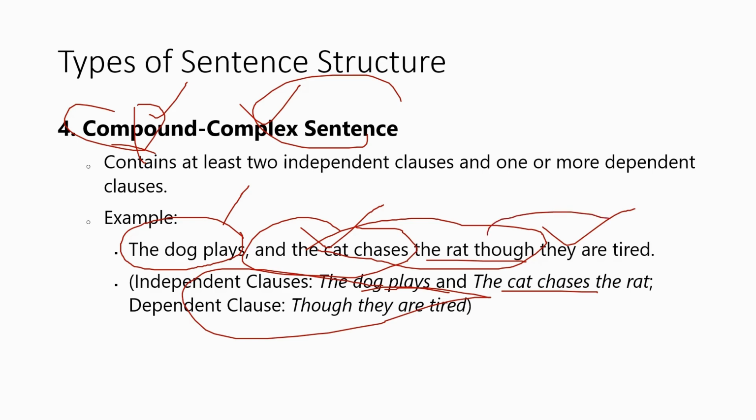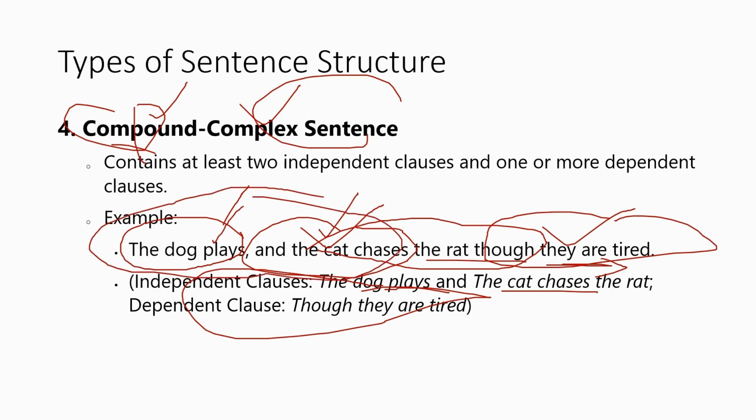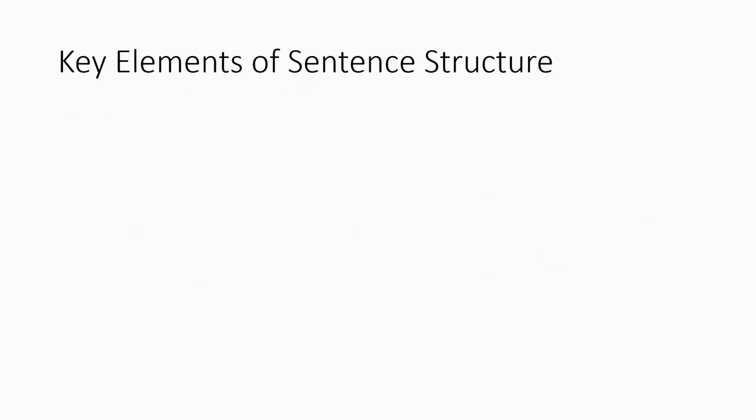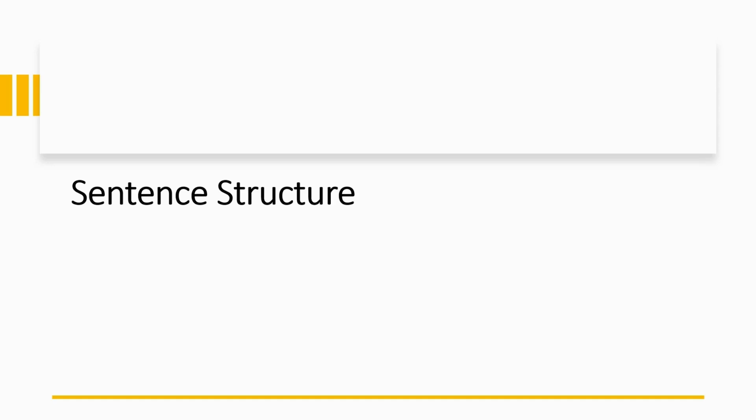"Though they are tired": this needs something else, because they are tired, yet they are doing this. So collectively this is called a compound clause, and this is the dependent clause. The combination of both is called a compound complex sentence.